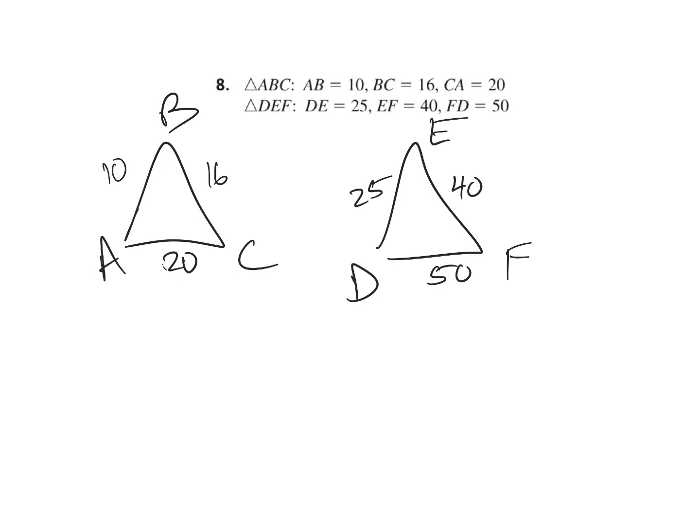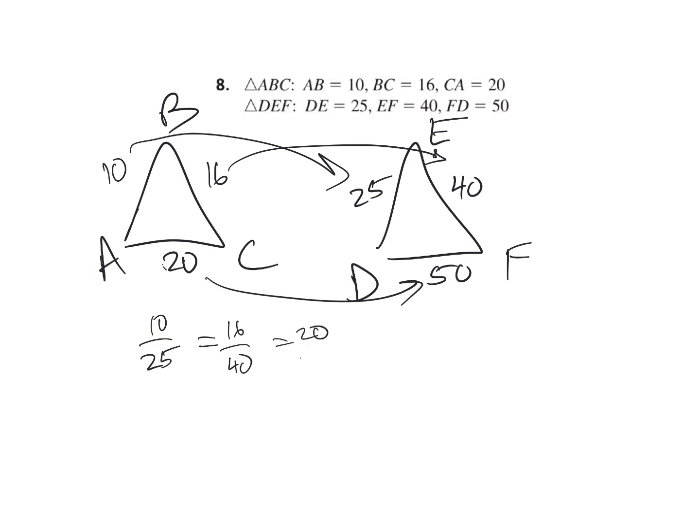All right, so again, set them all up. 10 to 25, and 16 to 40, and 20 to 50. And reduce. First one by 5, we get 2/5. Second one by 8, we get 2/5. And the third one by 10, we get 2/5.